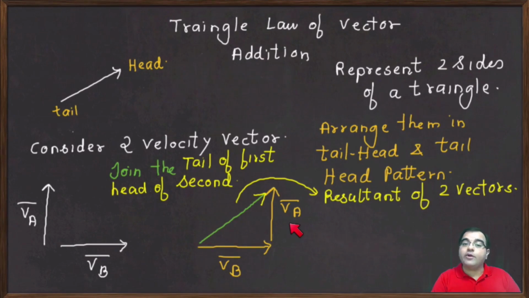This resultant is basically the addition of these two velocities. So when I add two vectors graphically, I will get an answer. The way I add in algebra, 3 plus 4, I get 7, if I add two velocities graphically, I get an answer. That answer is called the resultant of two vectors. So the steps were very clear. I had to arrange them as the sides of a triangle in a tail-head fashion. Then I have to join the tail of the first with the head of the second.